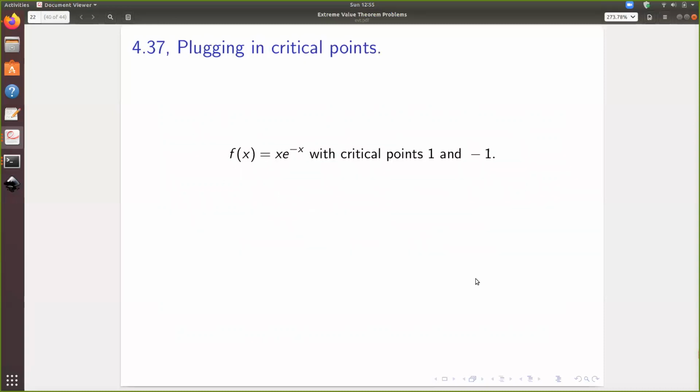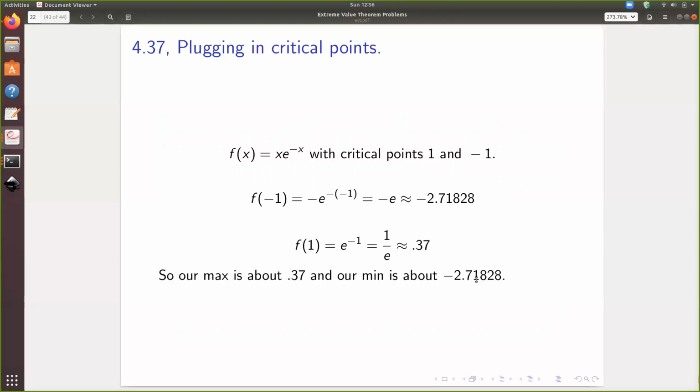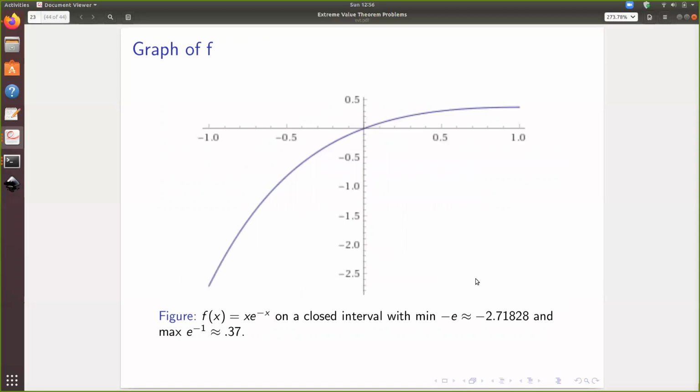All right, let's plug in those critical points. What do we get? We get f of negative 1 is negative e to the negative 1, which is just negative e, or about negative 2.71828. And then f of 1 is just 1 times e to the negative 1, which is 1 over e, about 0.37. And then we'll check out the picture. Oh, well, let me state what our min and max are given our information. So our max is 0.37, and our min, boom, negative 2.71828.